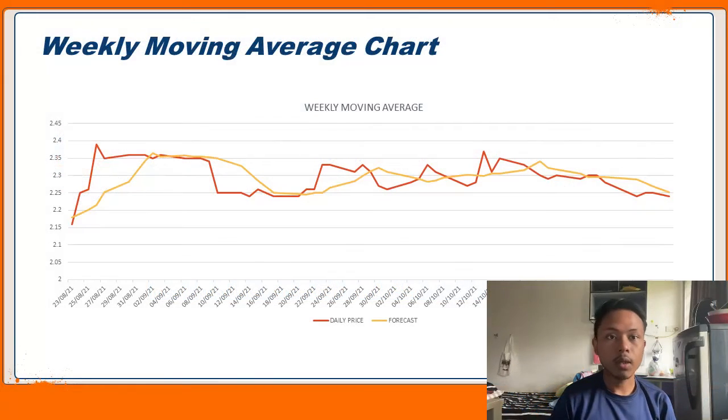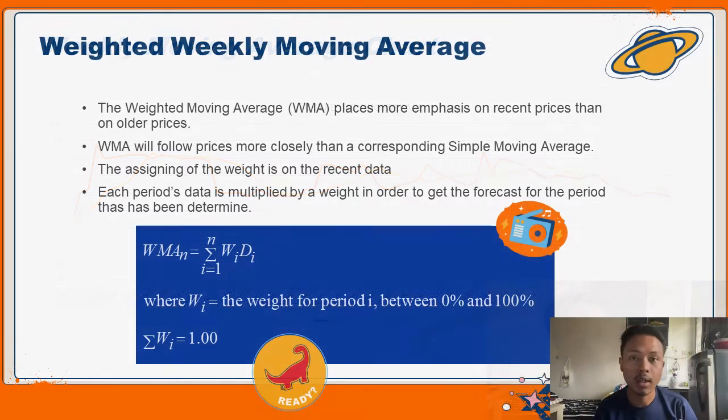From the graph that we have developed, we can see that the forecast line reacts slowly to the actual price, and this is happening due to the longer period of time in forecasting. The next method in this forecasting technique is weighted moving average. The weighted moving average will place more emphasis on recent prices than older prices, and this weighted moving average will follow the actual price more closely than the simple moving average.